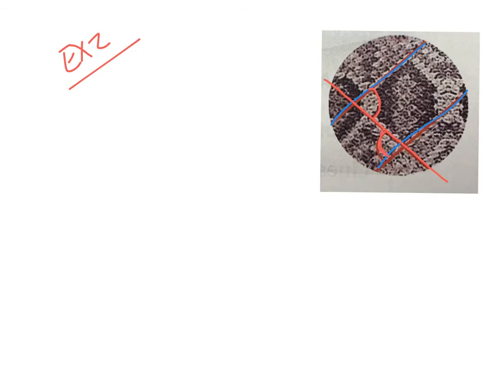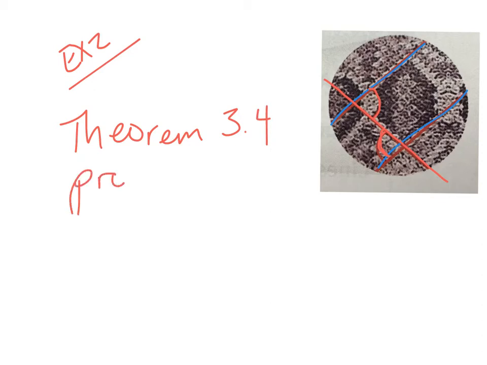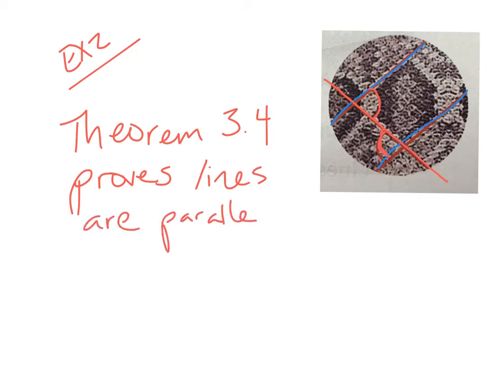Well, what are those? Alternate interior angles. So because of theorem 3.4. Very good. 3.4, we can say that those two lines are parallel. So you would say theorem 3.4 proves lines are parallel. A lot of this lesson is just telling me why a certain statement is or is not true.